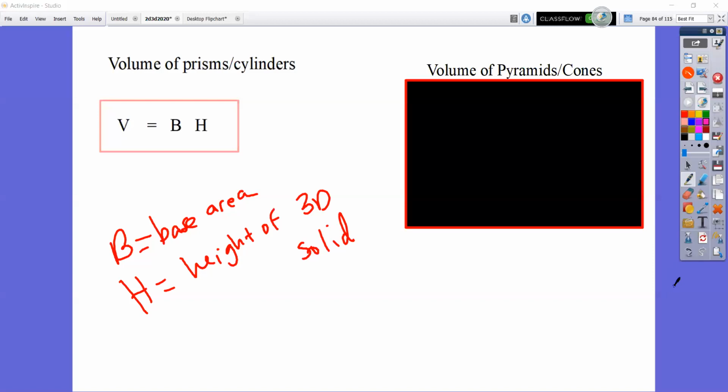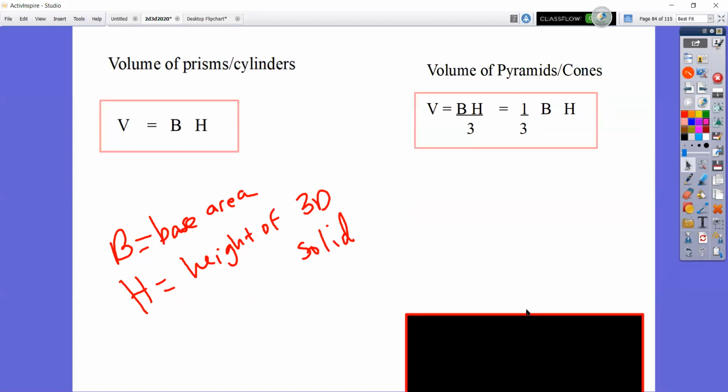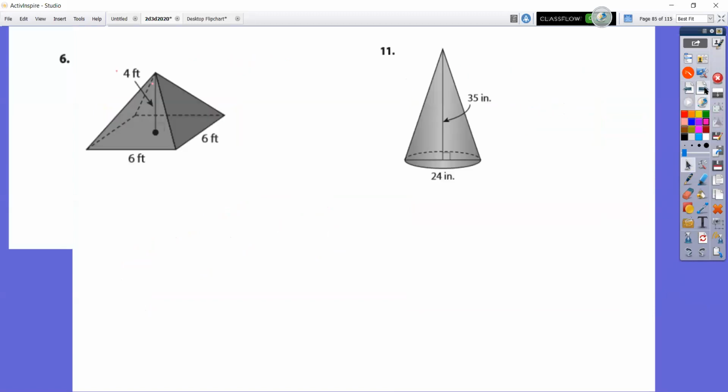Okay, so if the volume of the prism and the cylinder is base area times height, to get to the pyramid or the cone, I would have to divide by 3, or basically 1/3 base area times height. Ta-da! That's the volume formula for pyramids and cones. Base area times height divided by 3. Okay? So practice problems. Let's do this one, number 6.